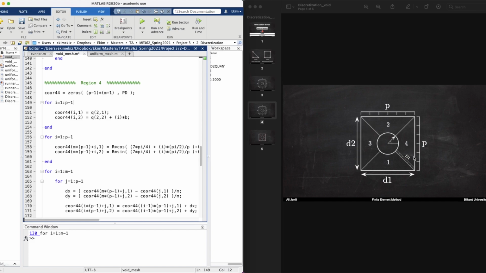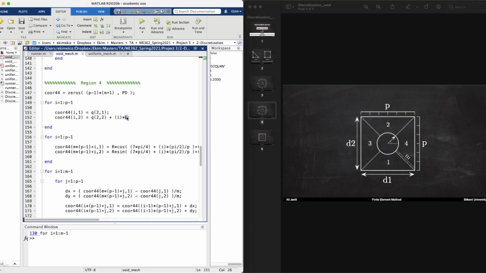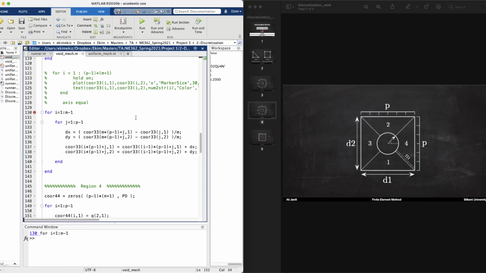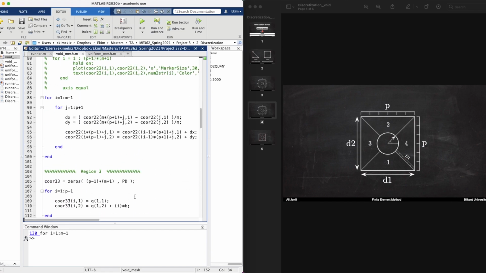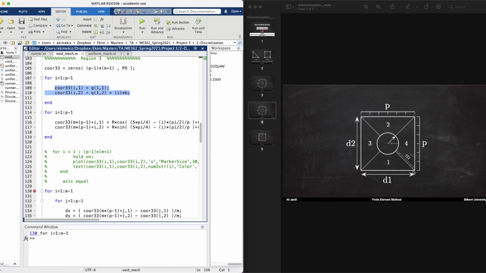Now we're at region 4, and we're generating this line here. So our x-coordinate should be equal to the x-coordinate of the second corner of the domain. So that is what we have here. And then our y-coordinate should increase by b increments. So pretty much what we had for region 3. Okay, it's just our starting corners are different.